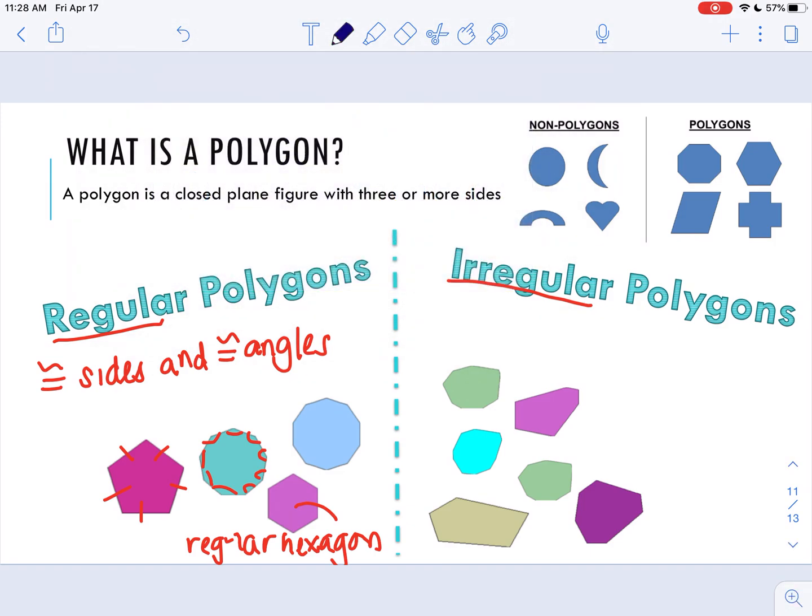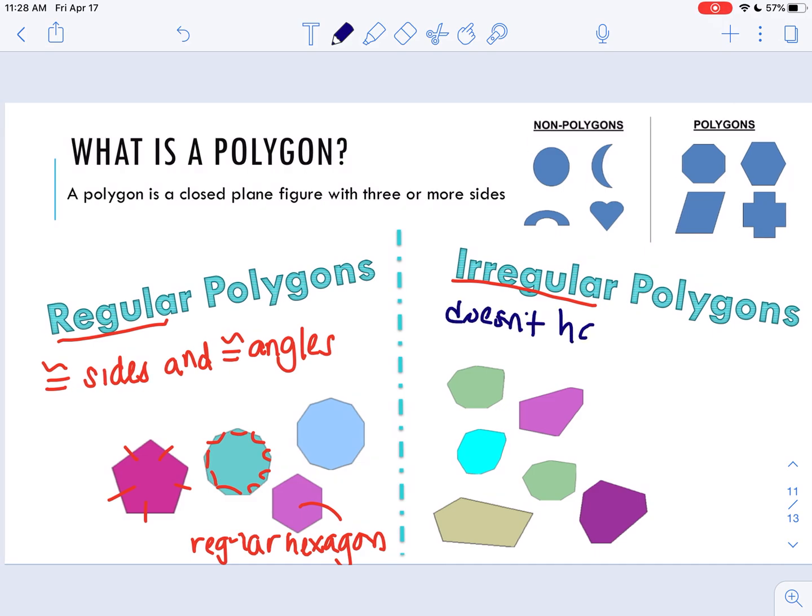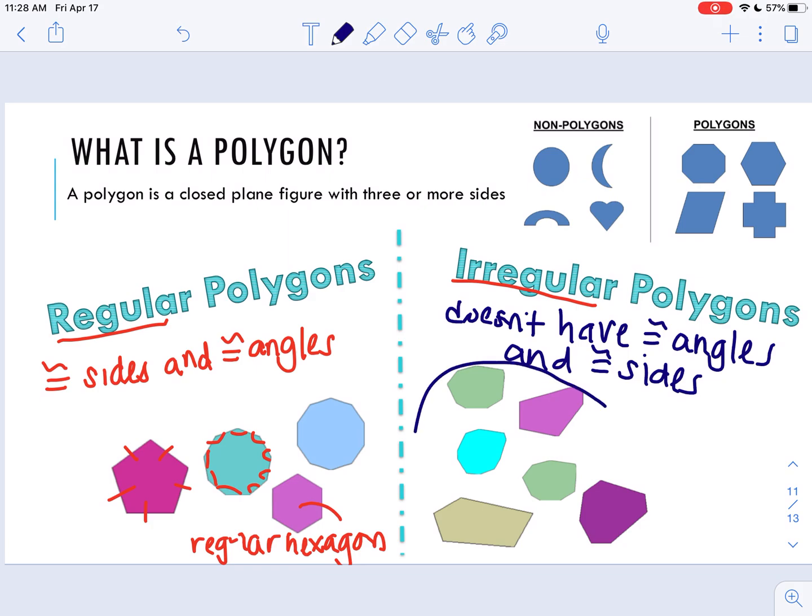Yeah, it just doesn't have congruent sides, so it doesn't have congruent angles and congruent sides. So all of these pictures over here are considered irregular polygons. It doesn't mean there's anything wrong with them. It just means that they don't have congruent sides and angles. So for instance, I could draw this polygon here. And this is still considered a polygon. It's just considered an irregular polygon.